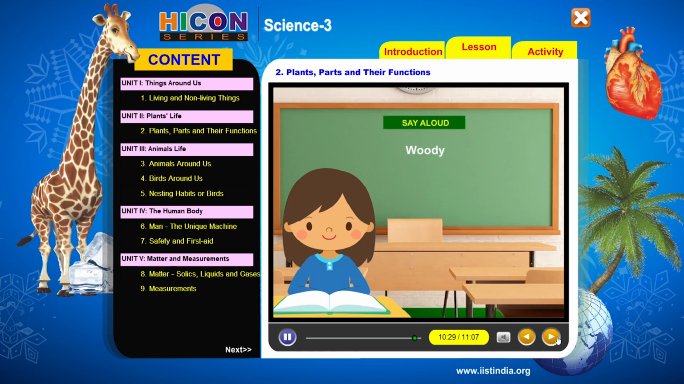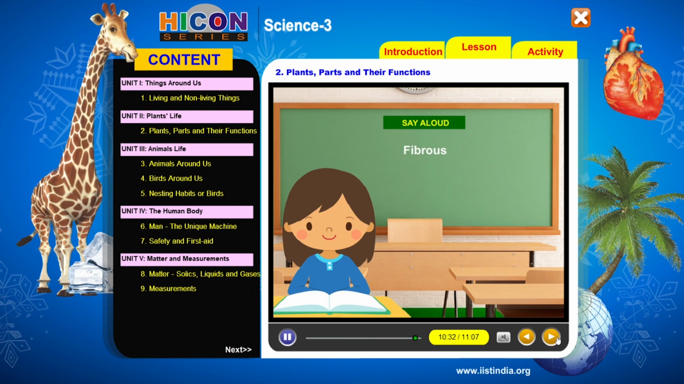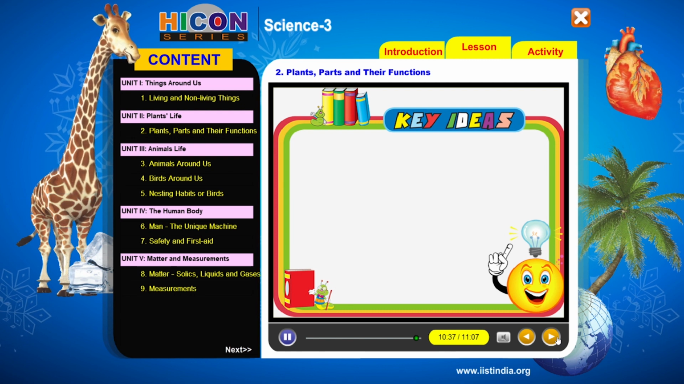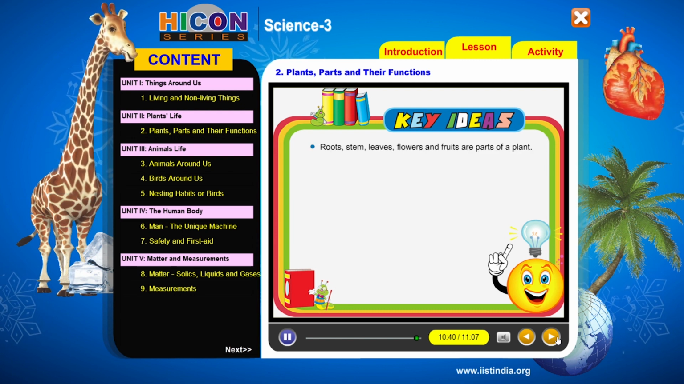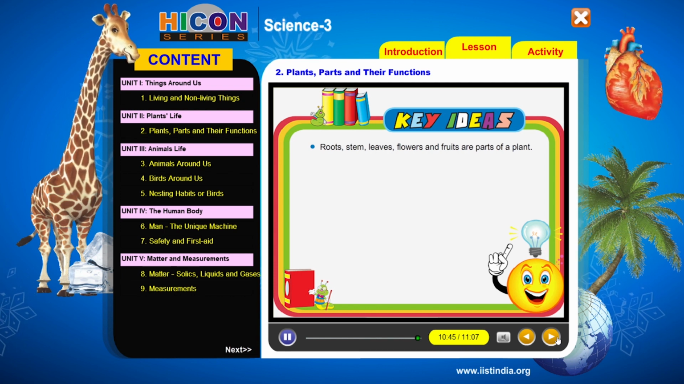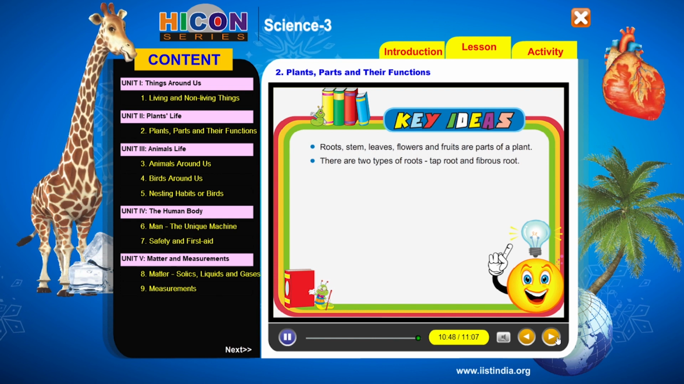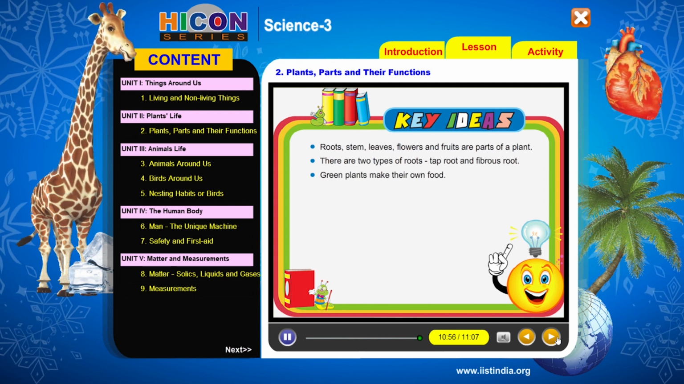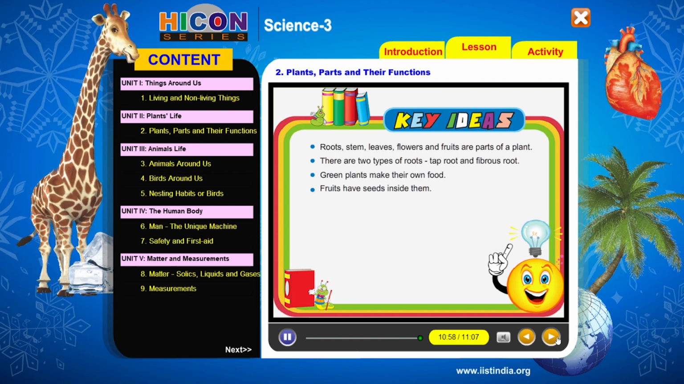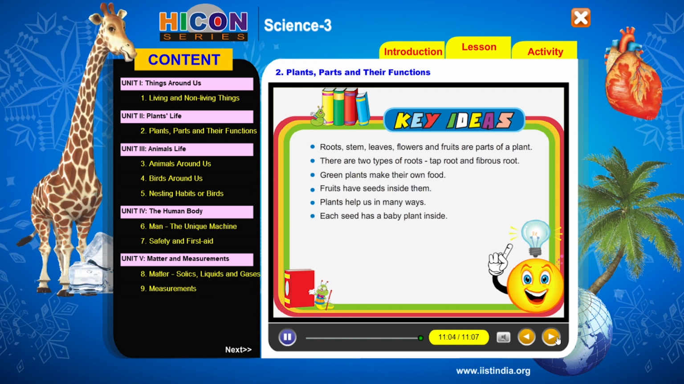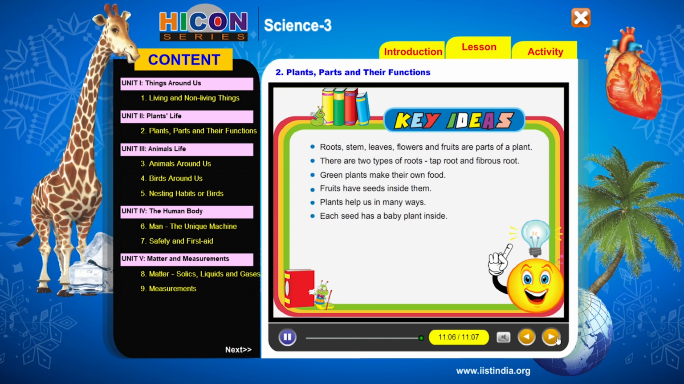Say aloud: woody, branches, hibiscus, fibrous, support, underground. Key ideas: roots, stem, leaves, flowers, and fruits are parts of a plant. There are two types of roots: taproot and fibrous root. Green plants make their own food. Fruits have seeds inside them. Plants help us in many ways. Each seed has a baby plant.